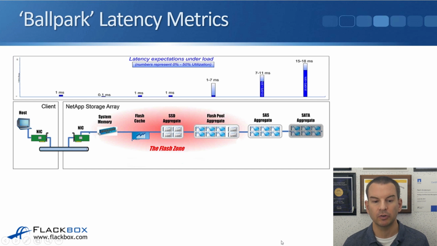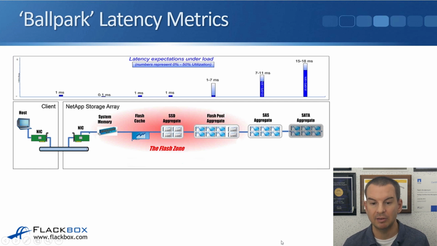If it is served from flash cache, that will be up to about 1 millisecond. The same for an SSD aggregate as well, because they're using the same type of technology. It will also be up to about 1 millisecond. If the read is served from a flash pool aggregate, then that will be from 1 to 7 milliseconds. The big gap there is because if it's served from the SSD cache, it will be up to about 1 millisecond. If it's served from a SAS aggregate, the actual spinning disks, it will be up to about 7 milliseconds.